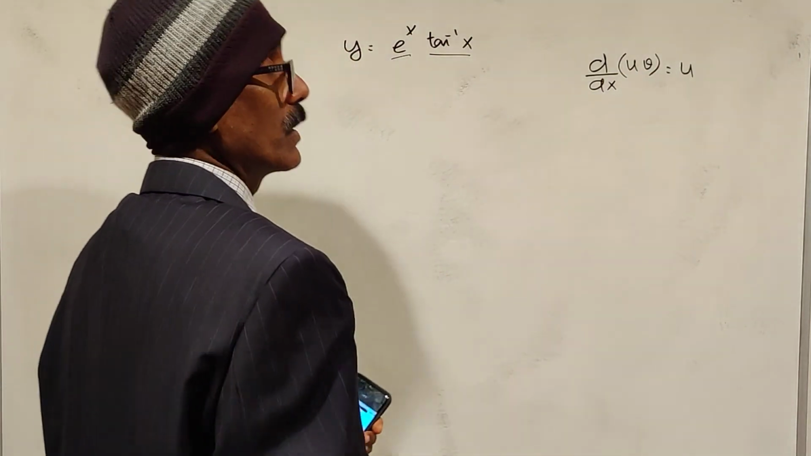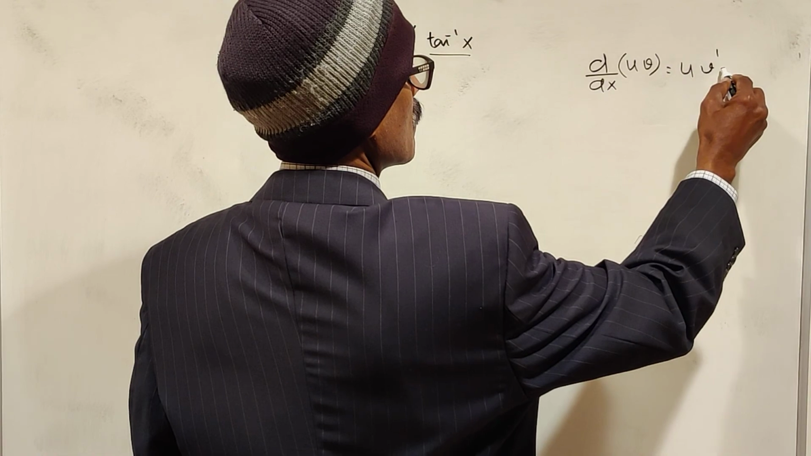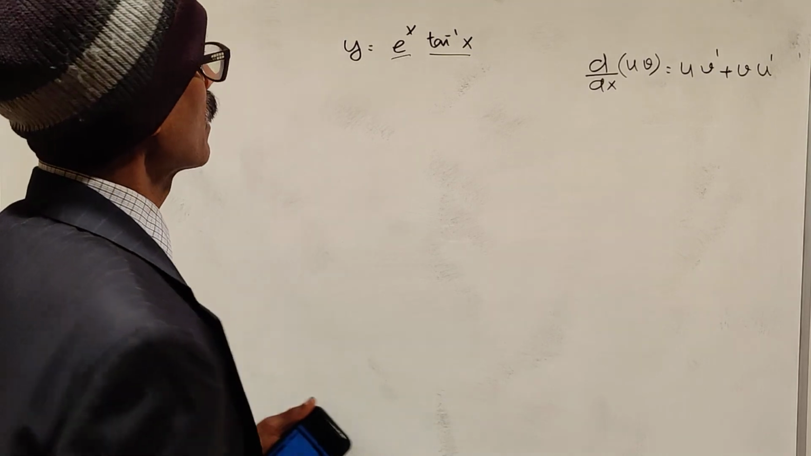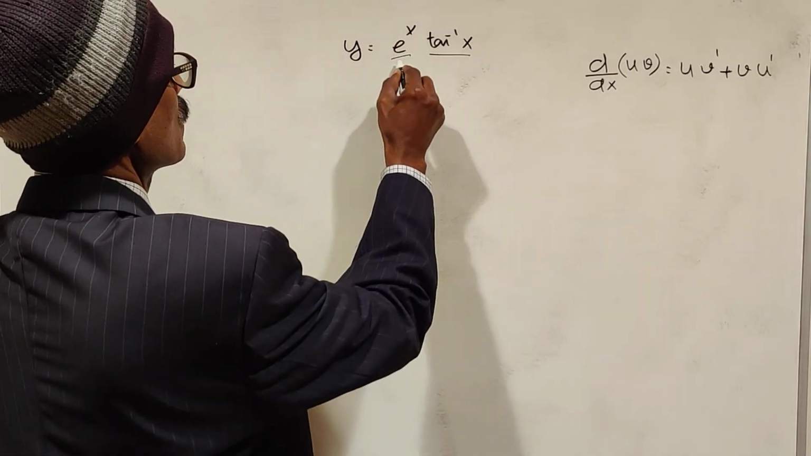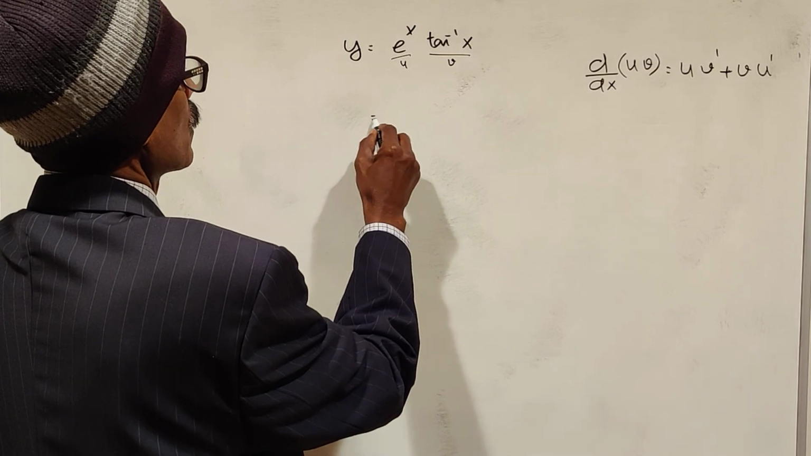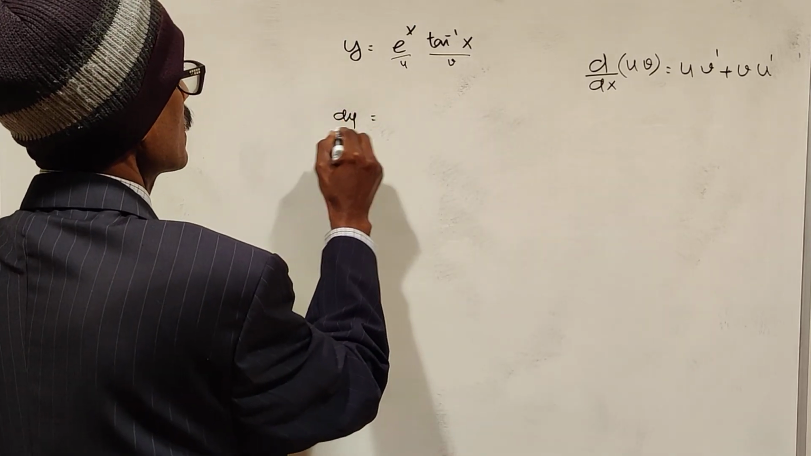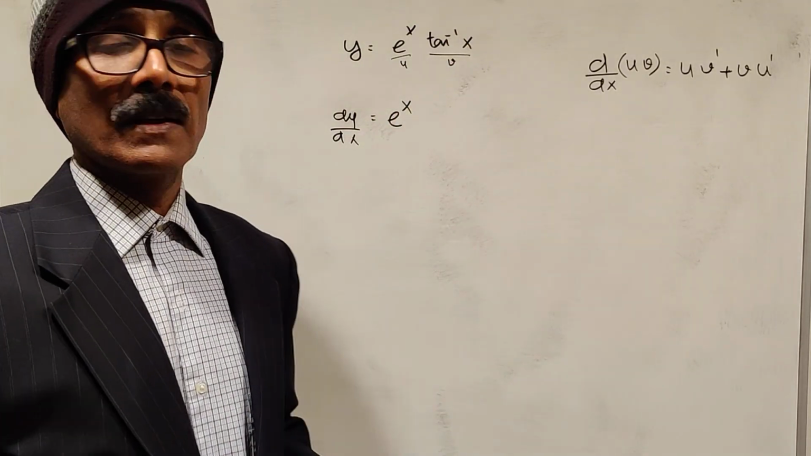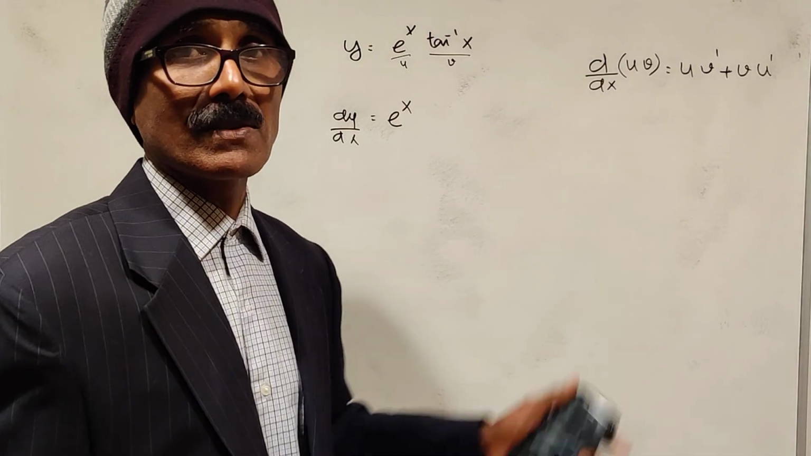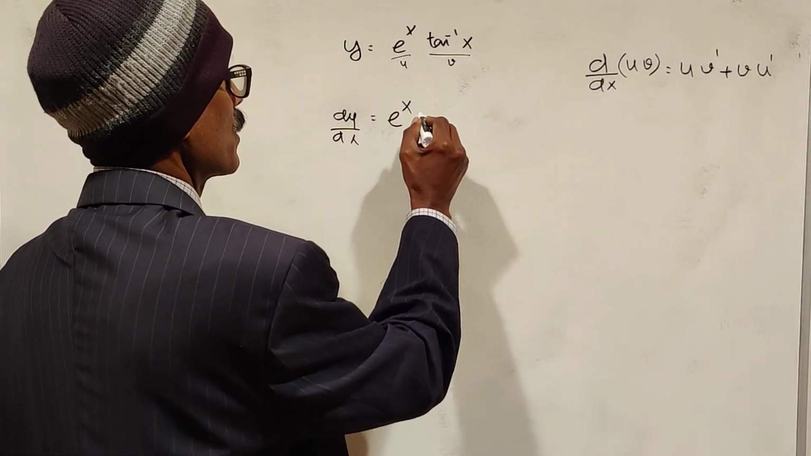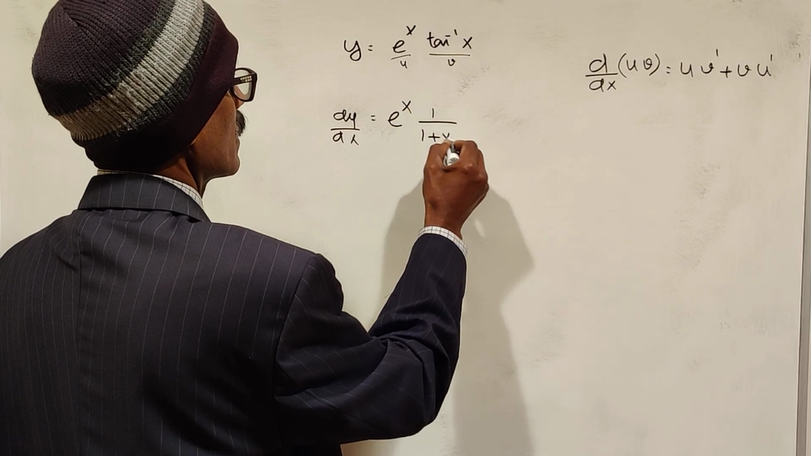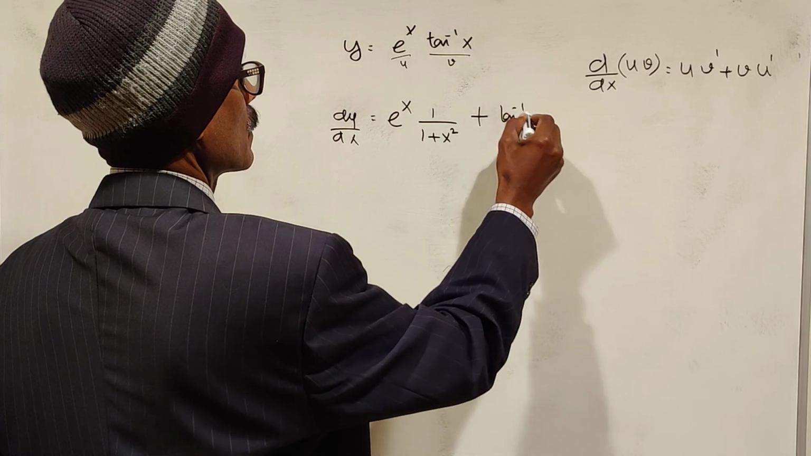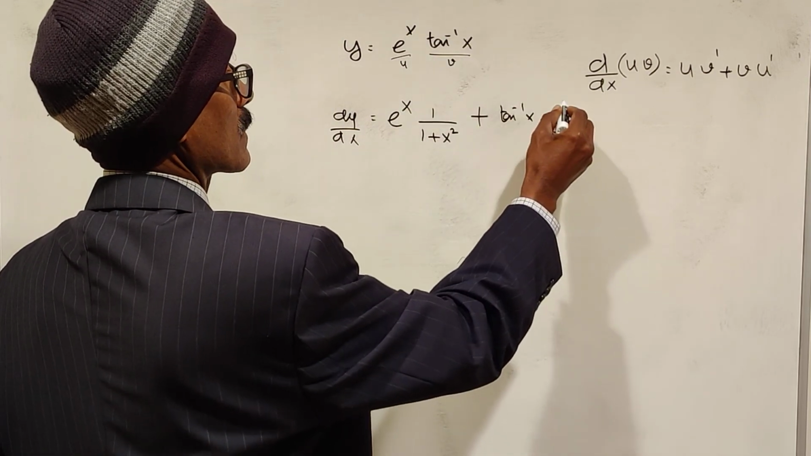First function into derivative of second plus second function into derivative of first. That is the formula. Here first function is e raised to x, this is u and this one is v. So here dy by dx equals first function e raised to x into derivative of tan inverse x. That is in the list of formulas. So the derivative of tan inverse x is 1 by 1 plus x square, plus second function tan inverse x into derivative of first, e raised to x.